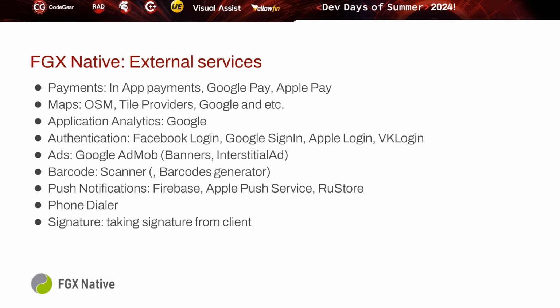FGX Native already supports many external services, and this list is constantly growing. These are services for payment inside your application, maps with different tile providers, analytics of your application, authentication through various services, embedded advertising, a built-in barcode scanner, support for different push notification providers, the ability to get a digital signature from the client, make calls, and much more.